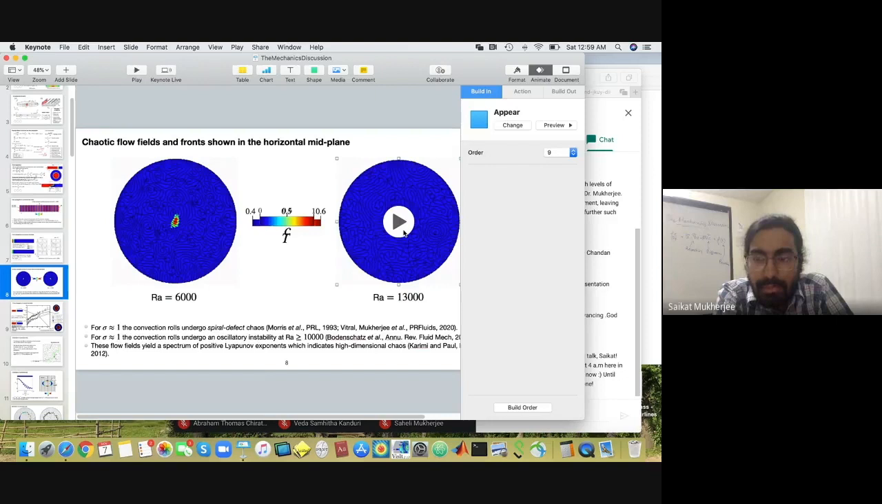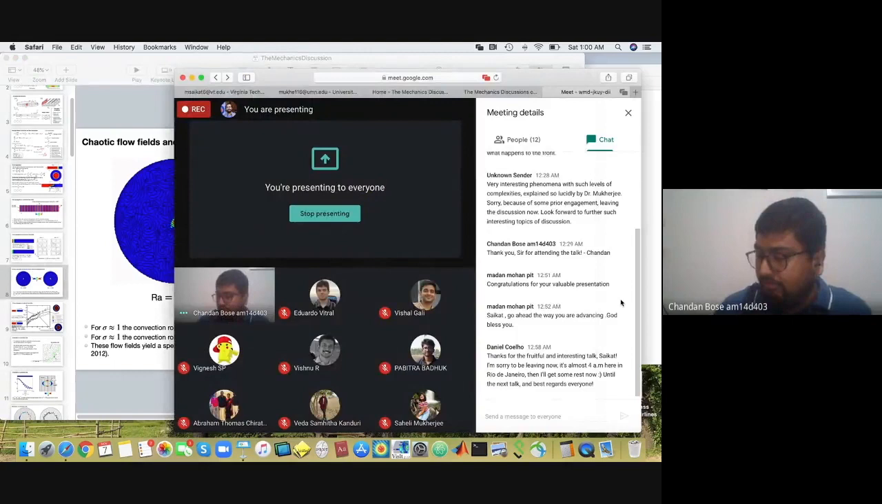It's still spatiotemporally chaotic, and you still get a spectrum of positive Lyapunov exponents. So it is still chaotic. It does not get rid of the chaos. I see. Okay. So that was one thing.